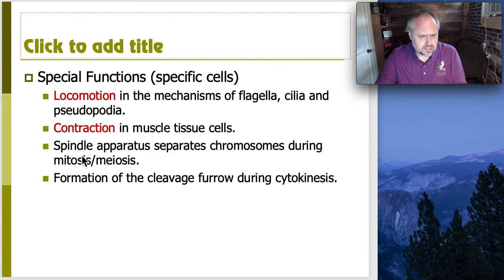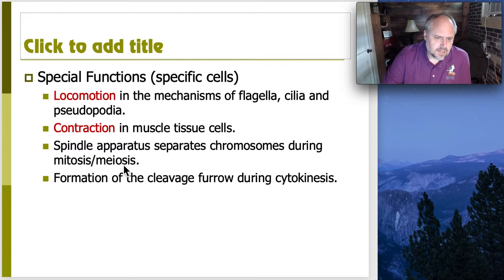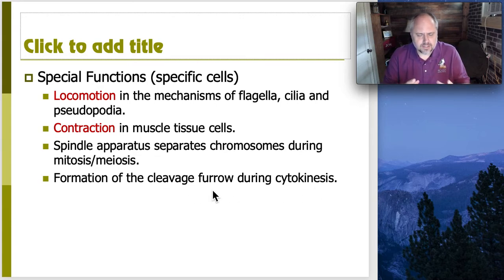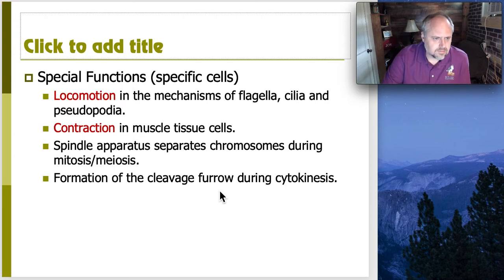I've already mentioned the connection between the cytoskeleton and the spindle apparatus for mitosis and meiosis, so we'll talk about that a lot. And the cytoskeleton is also involved in dividing the cell, what we call the cleavage furrow, as the mother cell pinches into two daughter cells at the end of cell division.